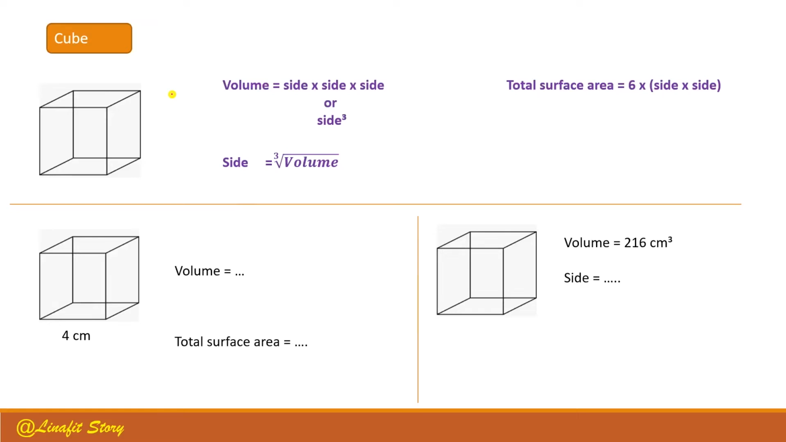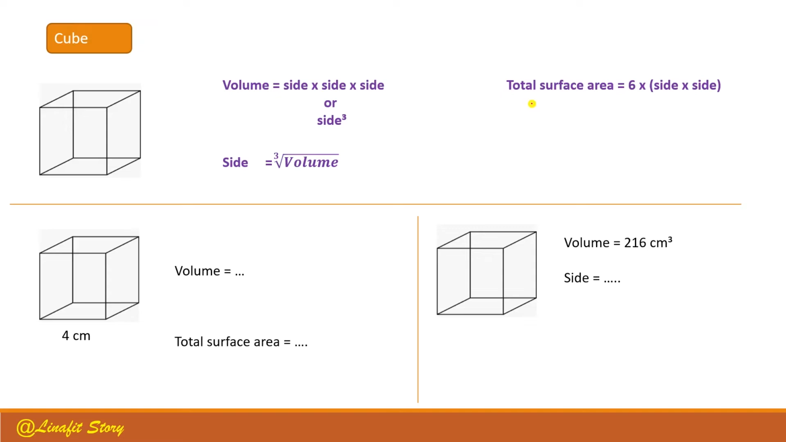And now we will learn how to find the volume and the total surface area of a cube. All the faces of the cube are in square shape and have equal dimensions. So to get the volume of a cube is side times side times side, or side cubed. To get the side is find the cube root of the volume.